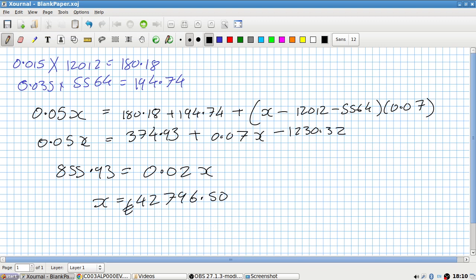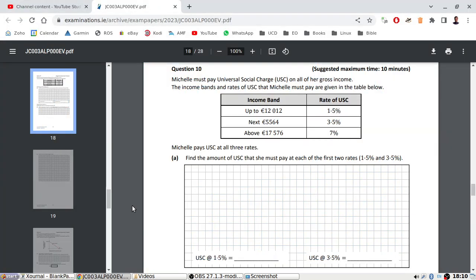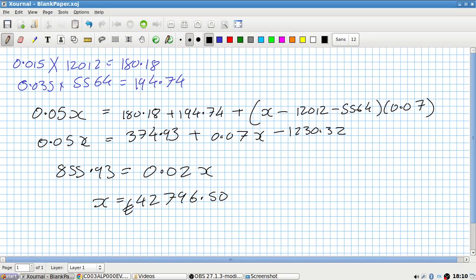You can check that this answer is right, because what you can do is subtract 12,012 and 5564, multiply that by 7%, add that to the tax earlier, and that's a tax bill of 2,140. If I divide that by 42,796.50, I should get 5%, and I do. Yes, except for some small rounding error. I got 5.0008%. So yeah, this seems correct to me.